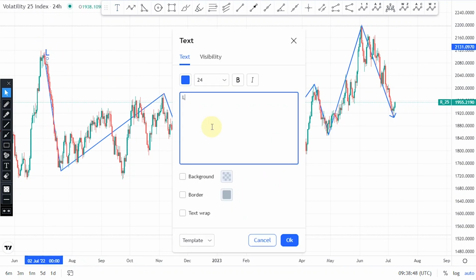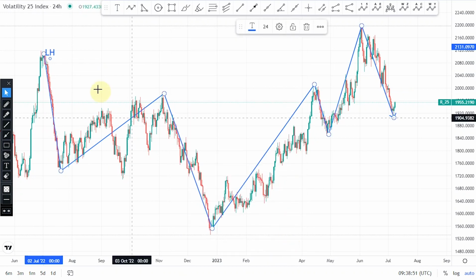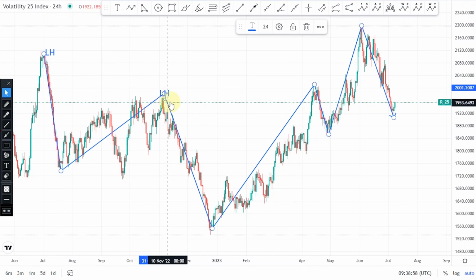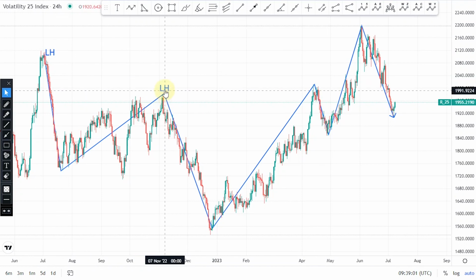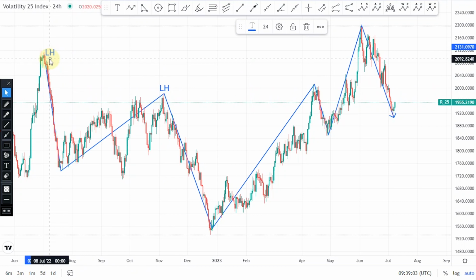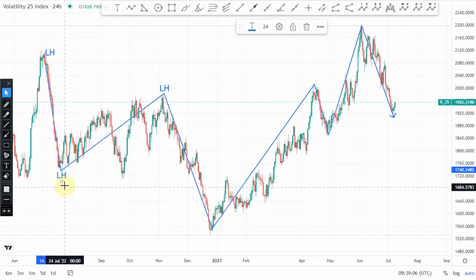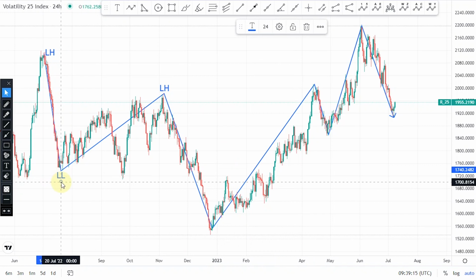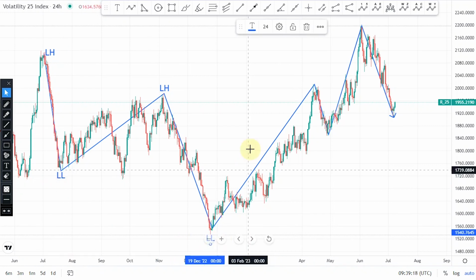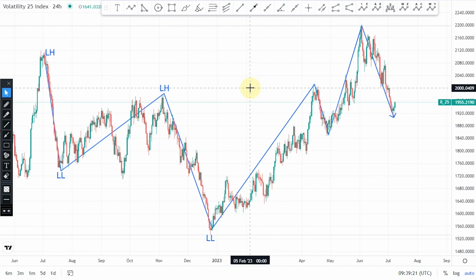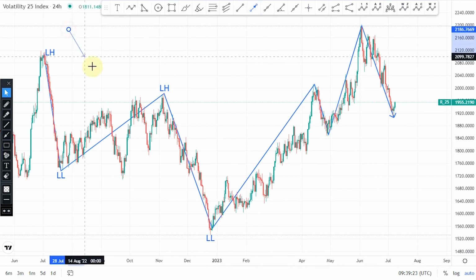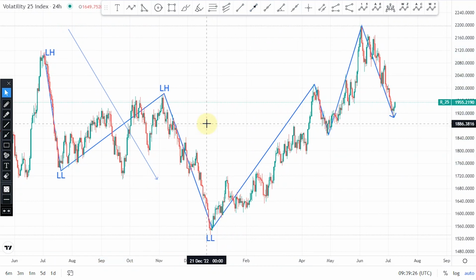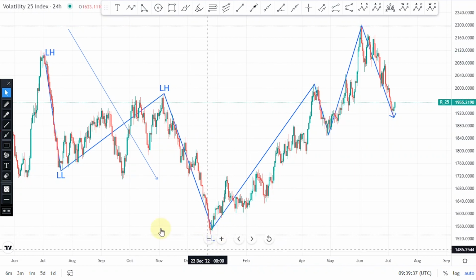A lower high. This is a lower high. And again, this is a lower low. And this is another lower low. When a market is moving in a downtrend, the market will create series of lower highs and lower lows. This low is lower than this.